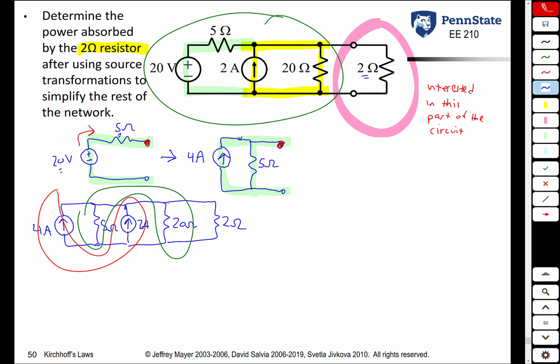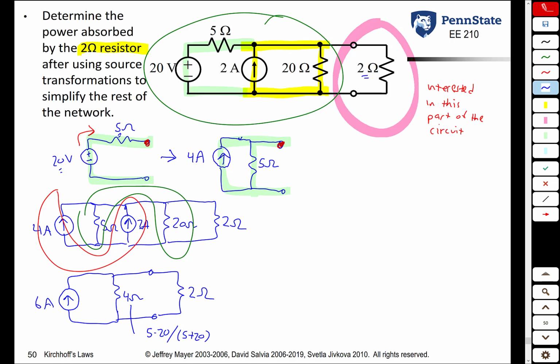So if we do these combinations, the 4 amp and the 2 amp current sources become a single 6 amp source. The 5 ohm and 20 ohm resistors in parallel: 5 in parallel with 20 is 4. Where does that come from? 5 times 20 over 5 plus 20. Then we can connect that up to our load resistor RL.